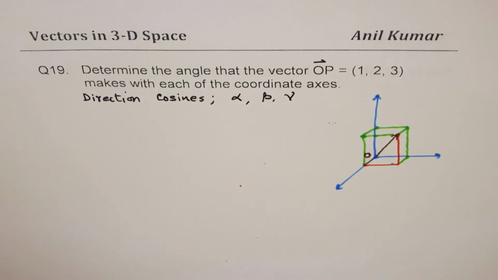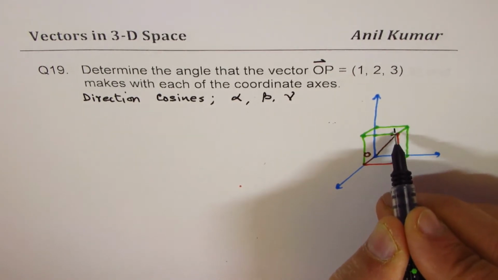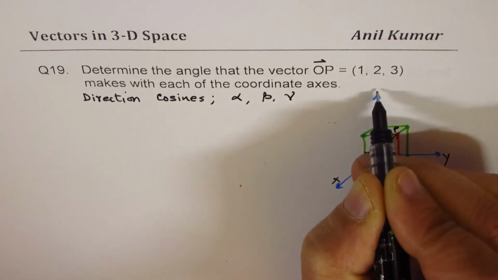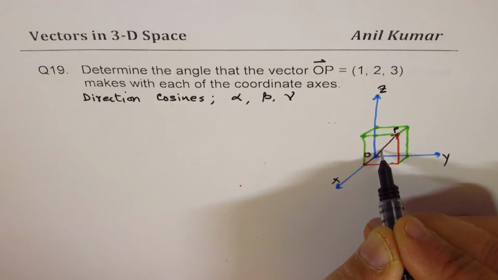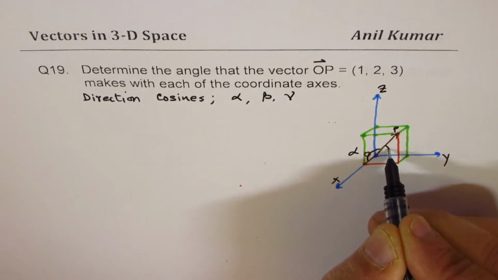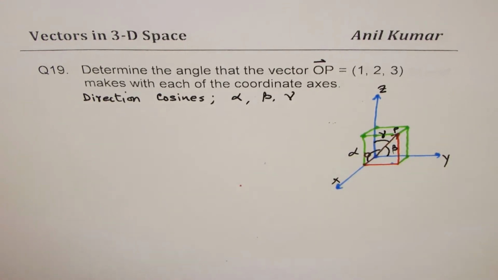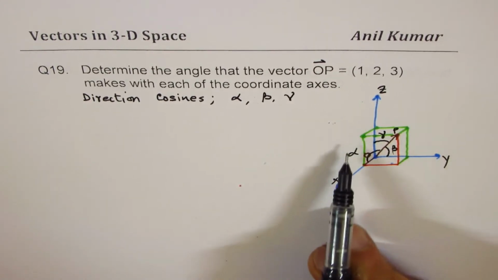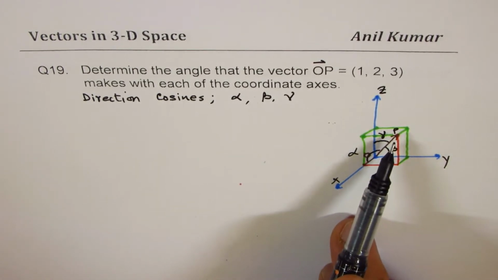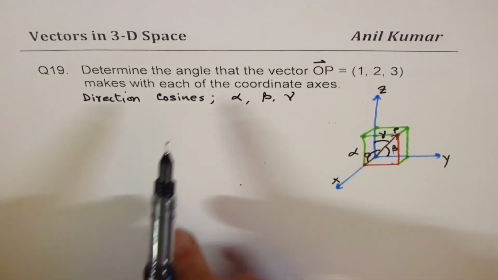So when we talk about the angles, we are saying the angle which this vector OP makes with the x-axis, so this is your x-axis, that is y, and this is z, is basically this angle. We call this angle alpha. With the y-axis, that is the angle we call beta, and this is the angle with the z-axis, we call it gamma. Correct? So that is how we know the angles. To find each angle, we can use the dot product. Let's see how to do it.